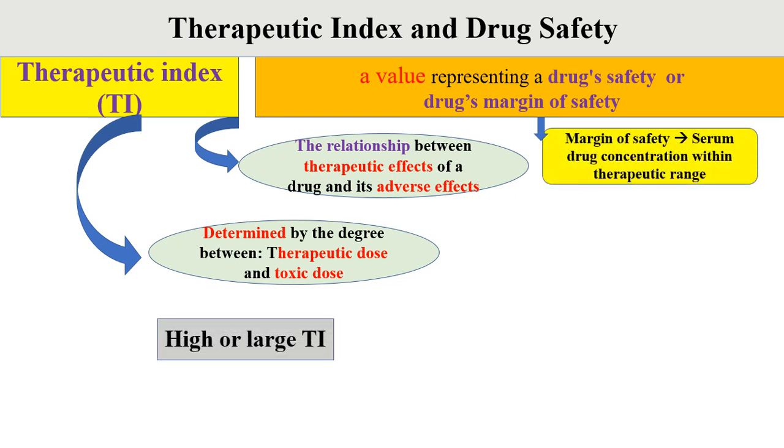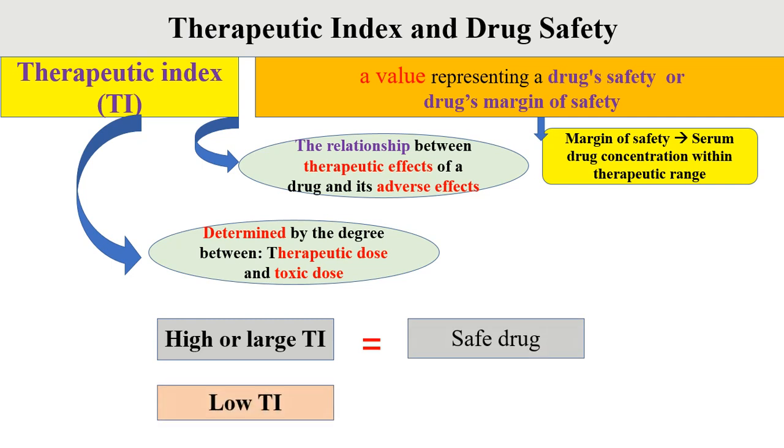So the margin of safety means the serum drug concentration within the therapeutic range. This is the drug in a safe plasma level. So drugs with a high or large therapeutic index are safe drugs, while drugs with a low therapeutic index are dangerous or potentially dangerous.